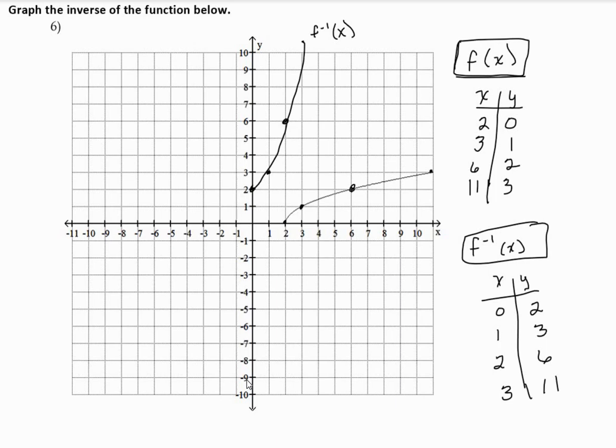And if I were to draw in the line y equals x, I can see that it is going to be a line of symmetry between my given function and the function that is the inverse.